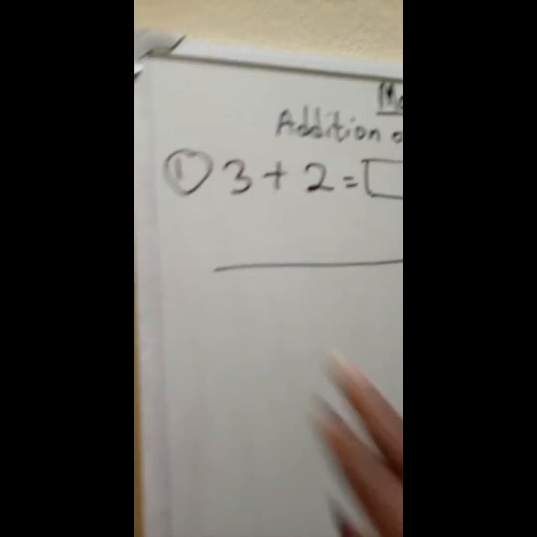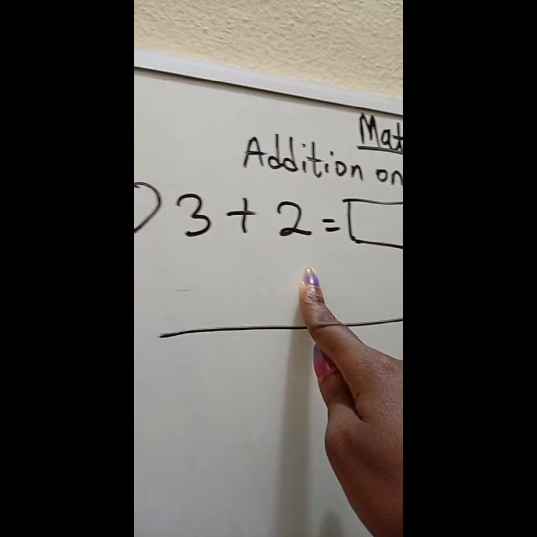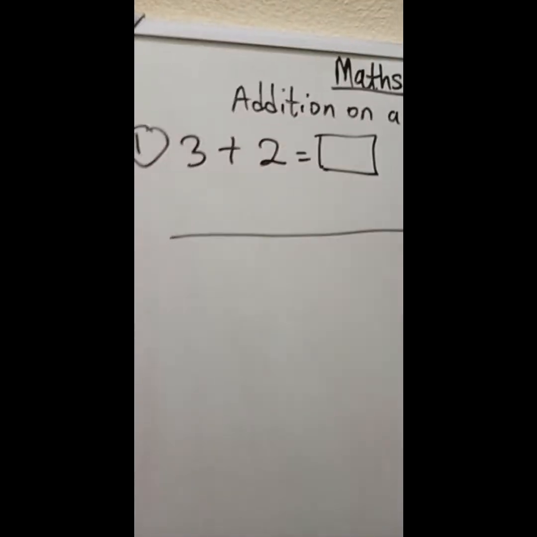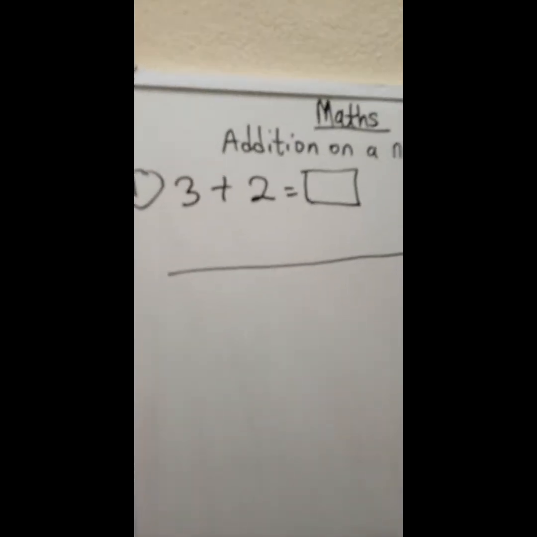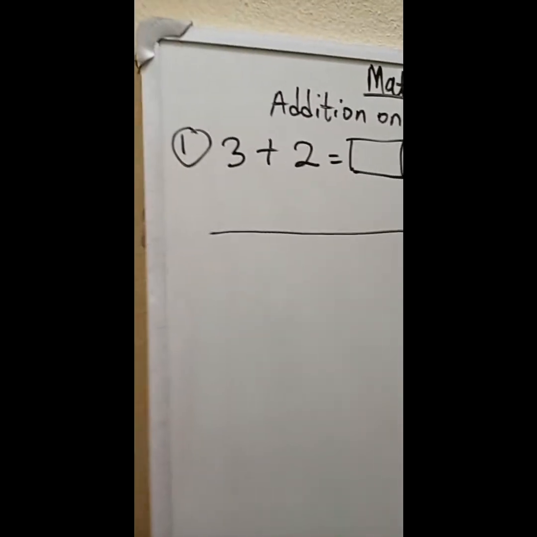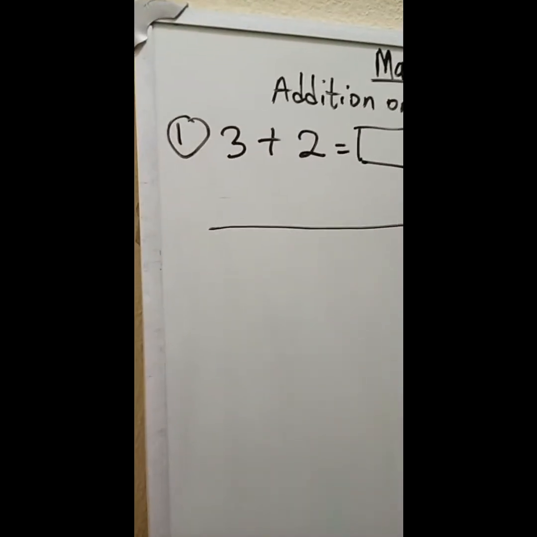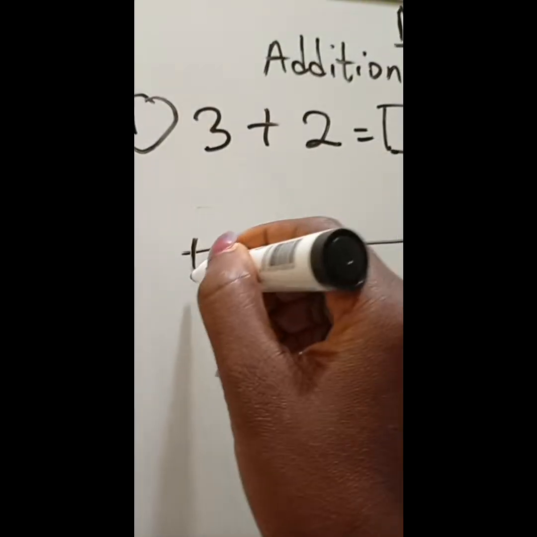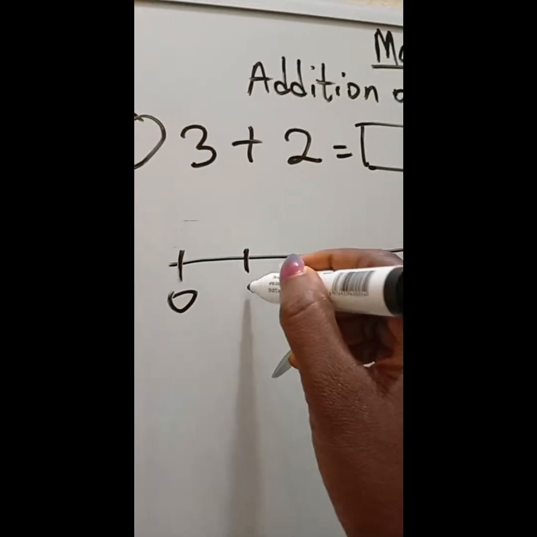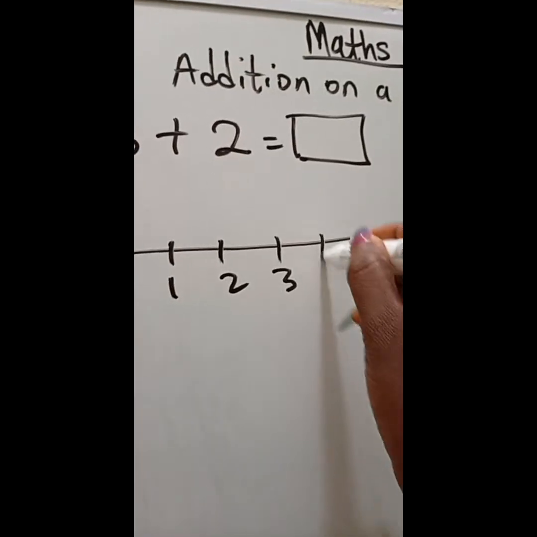So this is the line. First of all, when you're given, for example, 3 plus 2 equals what, and you're asked to solve this using number line, the first thing you do is you draw the line. After drawing the line, you put numbers on them.